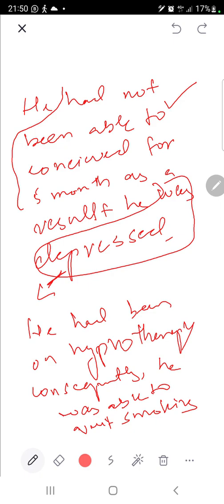He had been on hypnotherapy. Consequently, he was able to quit smoking. So again, we can see past perfect and past simple. These are a few examples that I have given to you. I hope these have made your concern clear. If you still want to ask any question, please feel free to ask me. If there is no question, we'd like to move on to the next part, that is sentences.